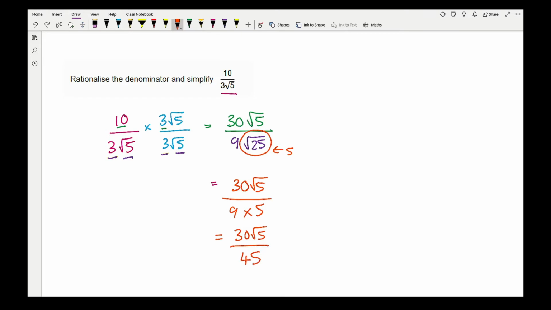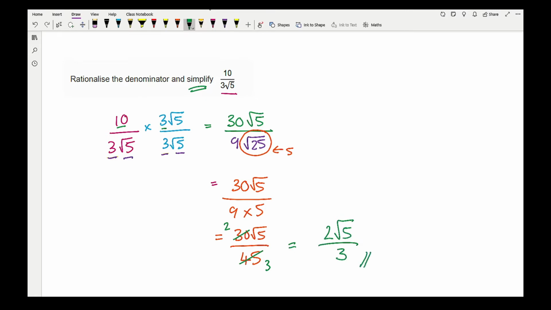But what I now need to do is simplify. So here, what number goes into both 30 and 45? Well, that's going to be 15. So how many 15s go into 30? That's going to be 2. How many go into 45? That's going to be 3, leaving me with a final answer of 2 root 5 over 3.